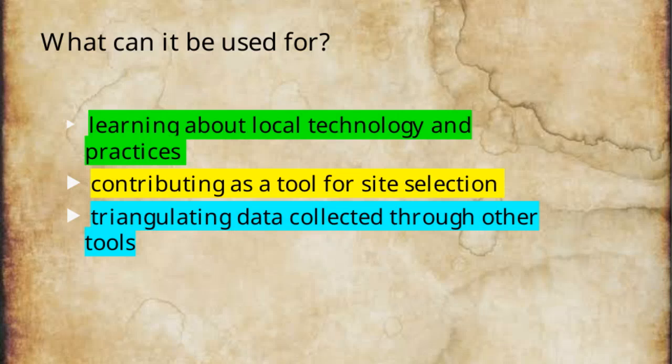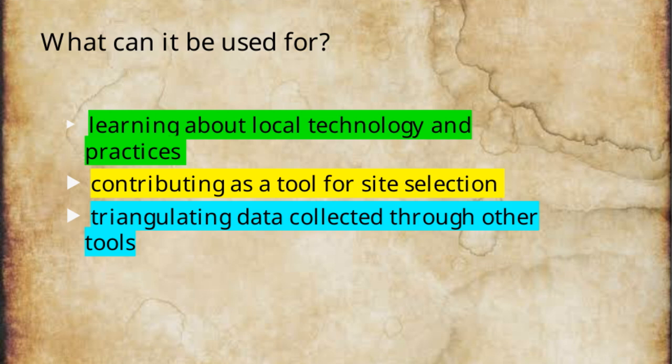So, on this slide, we're focusing on how understanding local technology and practices plays a crucial role in our work. By learning about the specific tools and methods used in a community, we can better tailor our approaches and solutions. This knowledge becomes a valuable tool when it comes to site selection, helping us identify the most suitable locations based on local capabilities and resources. Additionally, it allows us to triangulate data collected through other tools, meaning we can cross-verify information from different sources to ensure accuracy and reliability.